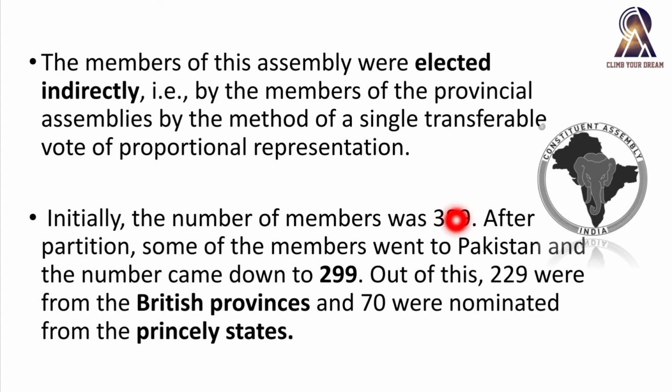Initially, there were 389 members in our Constituent Assembly. You can see this was the logo of Constituent Assembly of India, and you can notice that this is a united India which included Pakistan and Bangladesh. So when Pakistan got separated and had its own Constituent Assembly, India was left with 299 members, out of which 229 members were from British provinces who were indirectly elected, and 70 were nominated from princely states.